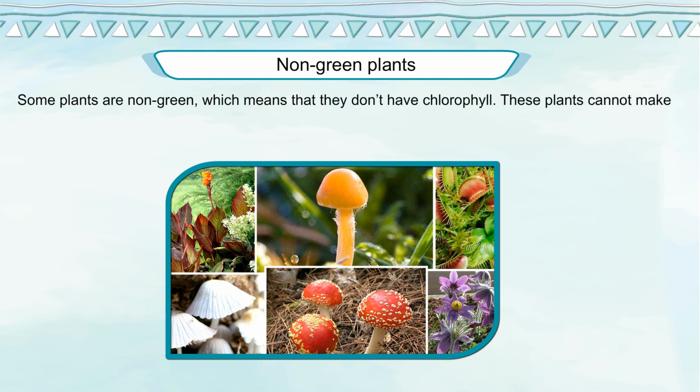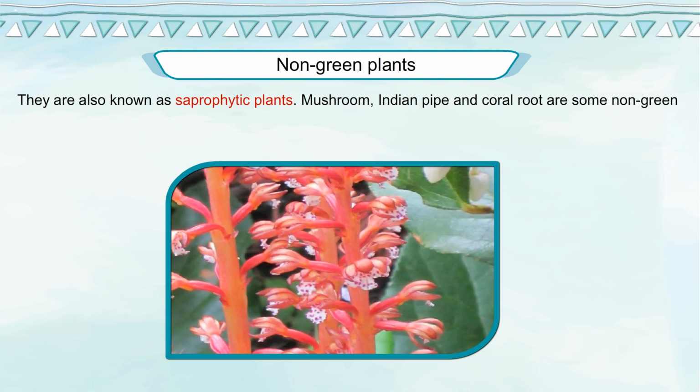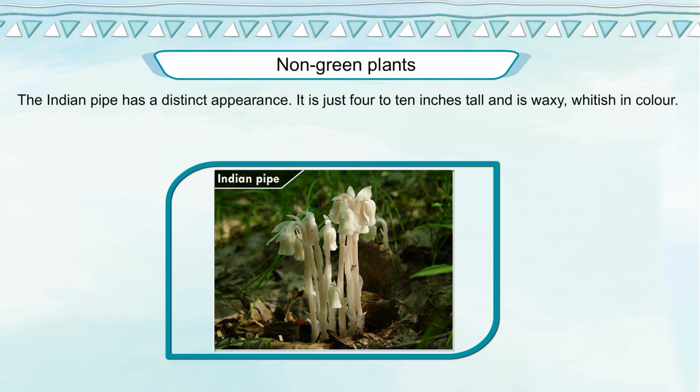Non-green plants. Some plants are non-green, which means that they don't have chlorophyll. These plants cannot make their own food. They get their food from dead plants and animals. They are also known as saprophytic plants. Mushroom, Indian pipe, and coral root are some non-green plants.